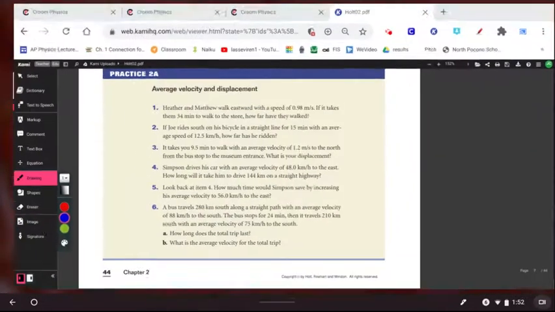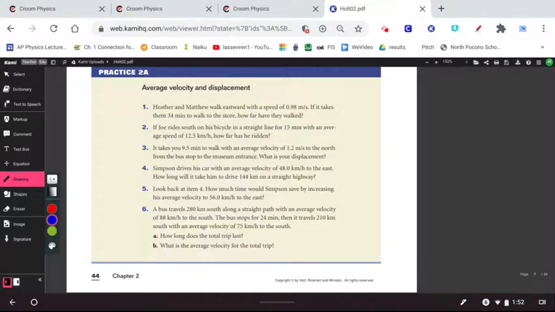Okay, so our second problem here today says Joe rides south on his bicycle in a straight line for 15 minutes and at an average speed of 12.5 kilometers per hour. How far has he ridden? Again, we're going to have to do a little conversion here. We have 15 minutes. We have kilometers per hour. So the question of how far has he ridden? So let's write down our data. Read our problem, write down our data, get rid of the words.